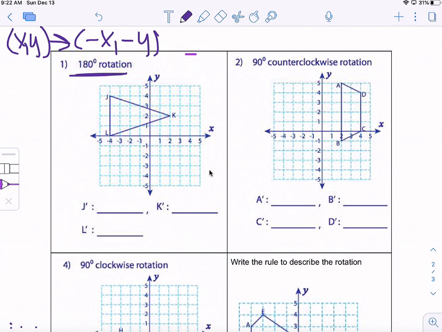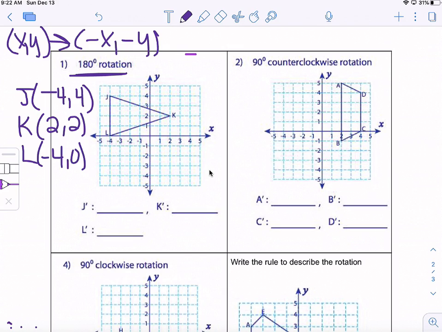And so here we have J. We're going to write down where this is, our pre-image. So point J is at negative 4, 4. And K is at 2, 2. And L is at negative 4, 0. So if we rotate this figure 180 degrees counterclockwise, so we're going to go 1, 2.